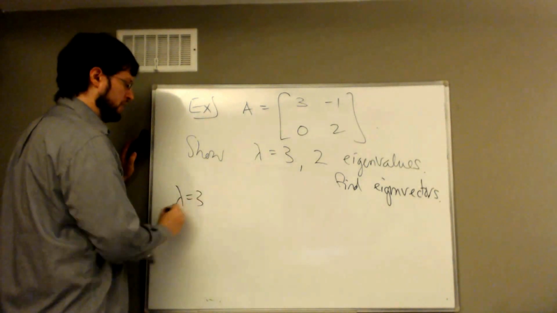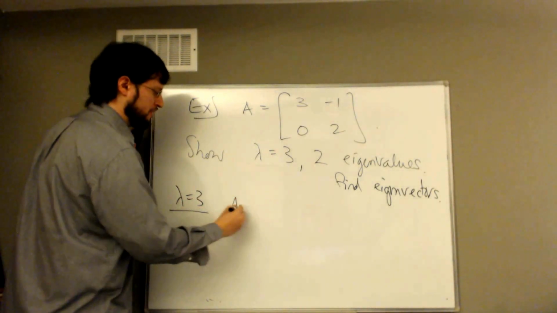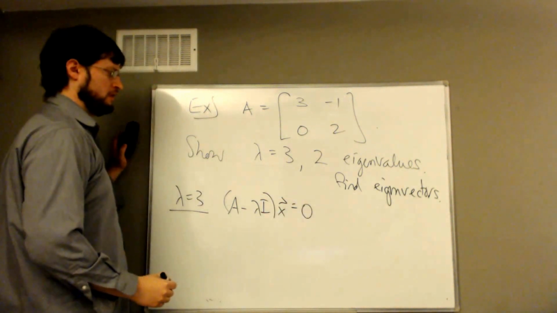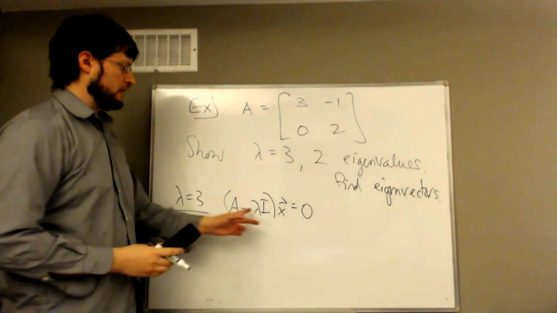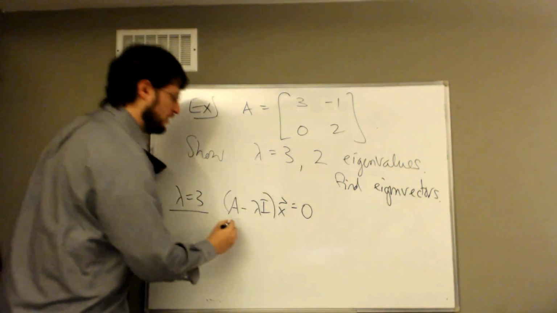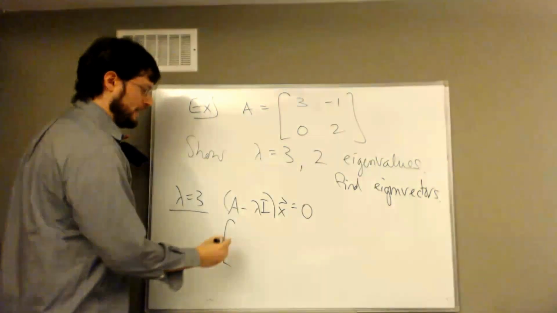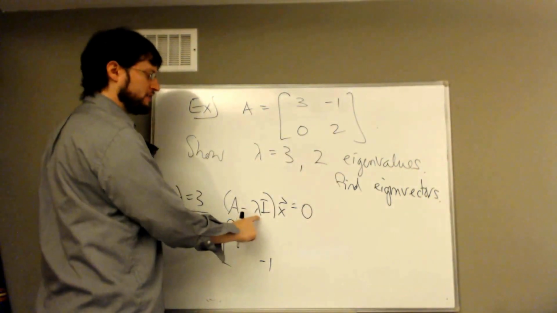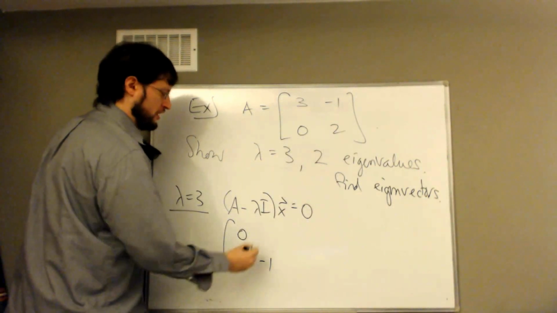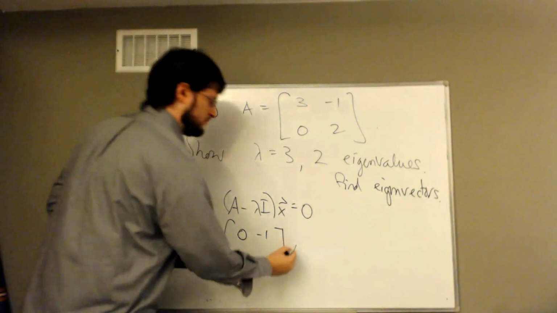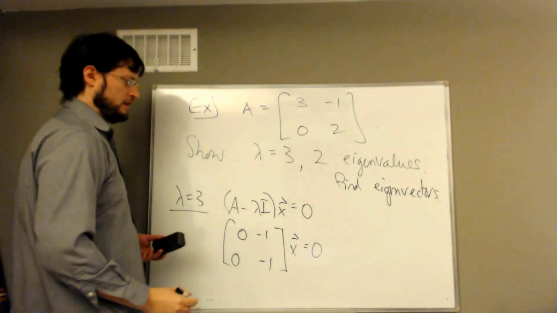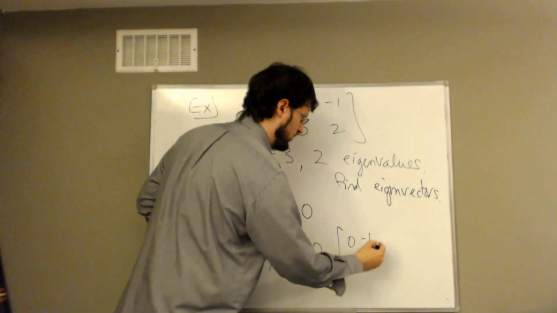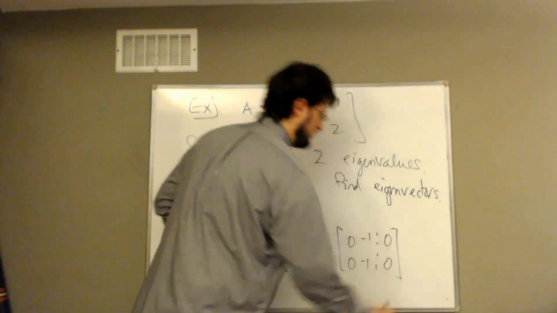All right, so for lambda equal 3, what we're looking at, remember, is A minus lambda I times x equals 0. But if lambda is 3, then lambda I is 3's on the diagonal. So when I take 3's off the diagonal, this becomes a 0, this becomes a -1. I subtracted 3 because A minus 3I. But the other stuff doesn't change. And so this corresponds to 0, 0, -1, -1, 0, 0.